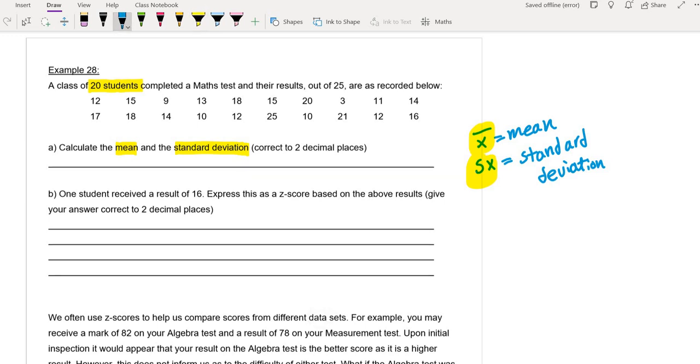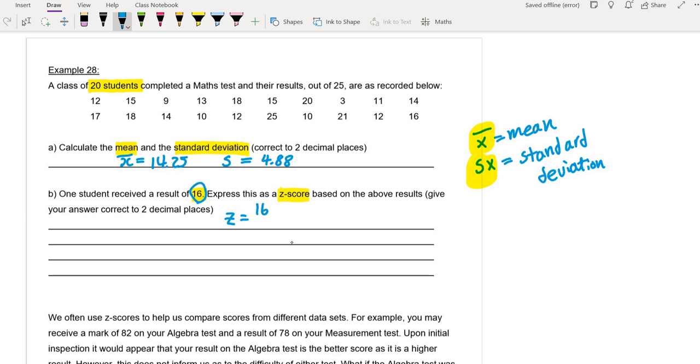And hopefully you found that the mean is 14.25. So try this out. If you'd like some practice, the standard deviation is 4.88. Okay, so now we found that. We can now calculate the Z-score. So we want to calculate the Z-score of a student who received a result of 16.